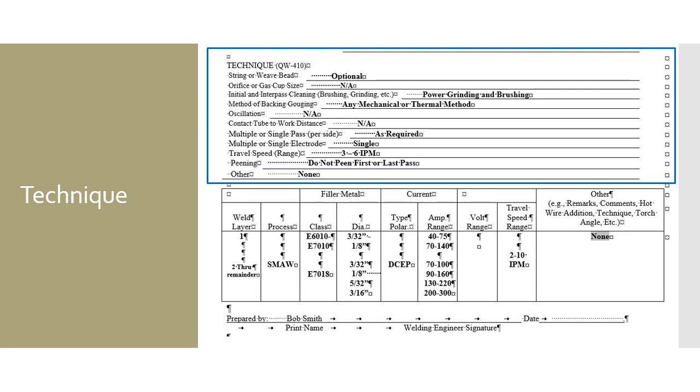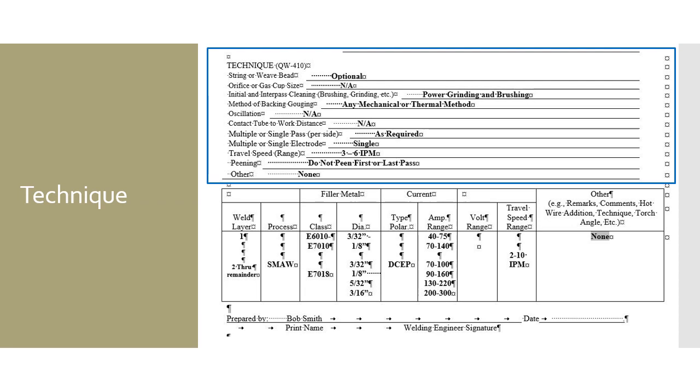Oscillation, contact tube, multiple or single side. Is it a multiple or single side? Well, it depends on what kind of joint we're working with. Multiple or single electrode, single. I think this one more comes into play with things like submerged arc welding, where you can have 2 or 3 electrodes pumping metal into a weld joint. Travel speed range, you kind of give them a range you want to run at.